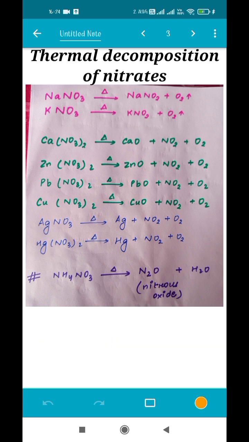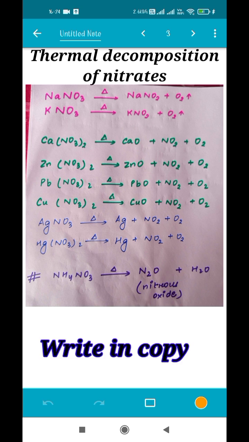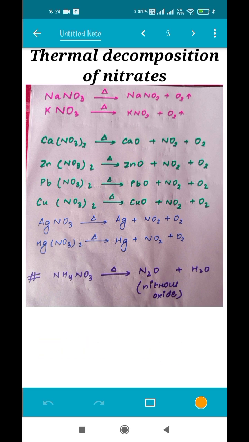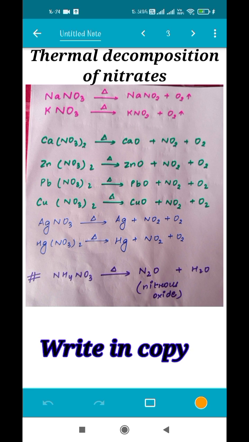Now if we heat silver nitrate, we are getting silver. We are not getting oxide of silver. We are just getting silver. We are getting nitrogen dioxide and we are getting oxygen. Similarly, if we heat the nitrate of mercury, we are getting mercury. We are getting nitrogen dioxide and we are getting oxygen.